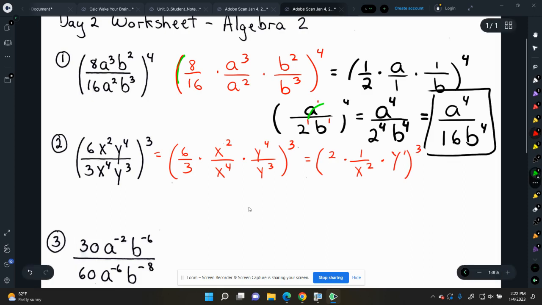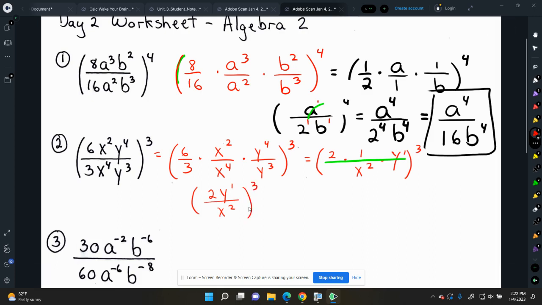Okay, so now we're going to go straight across. We're left with 2 times 1 is 2, so 2y to the 1st over x squared, to the 3rd power. Don't try to do too much in your head. Just write it out. If you write it out in the steps, it makes perfect sense.